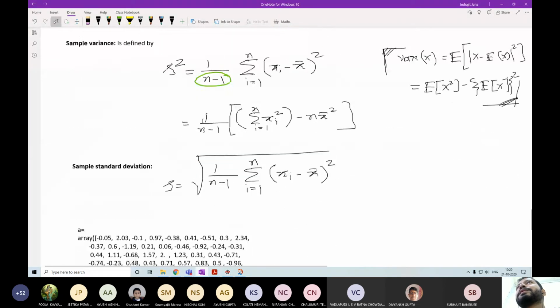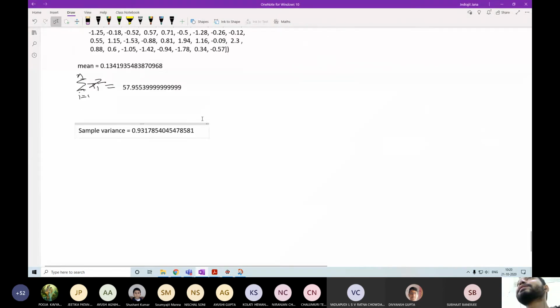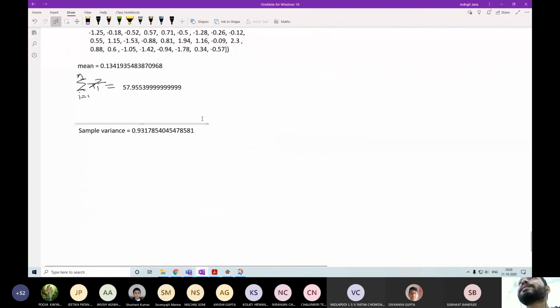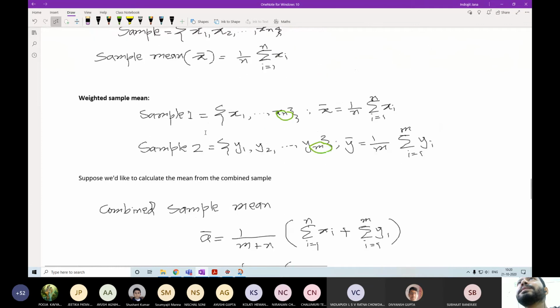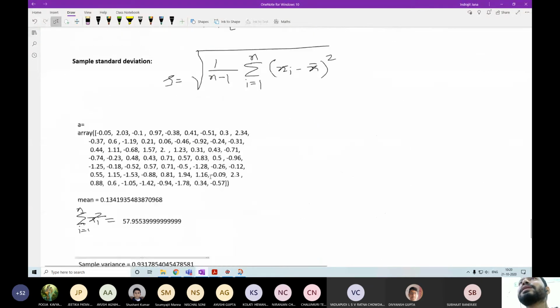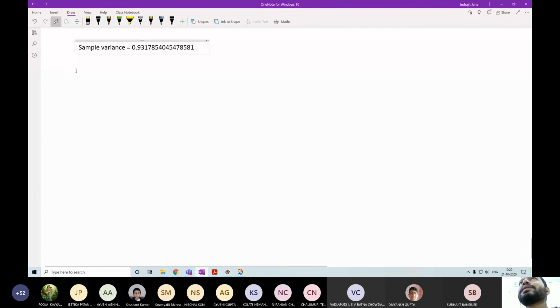Sample standardization. Okay, so this is a very simple thing about sample variance and mean, etc. The next thing that I wanted to do is median. Okay, so before median, actually, let me do something called percentile.